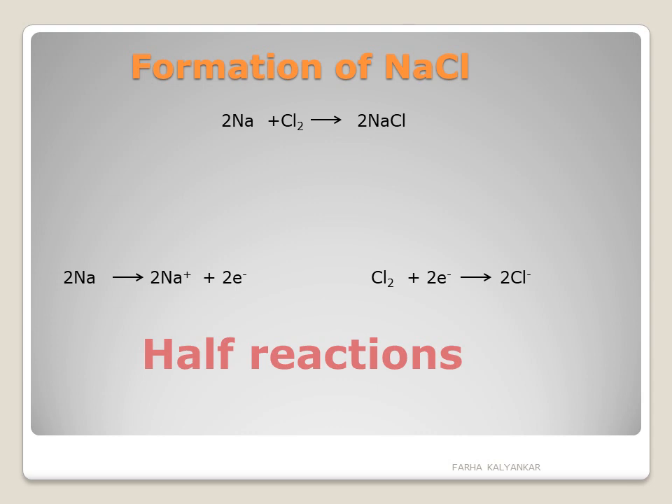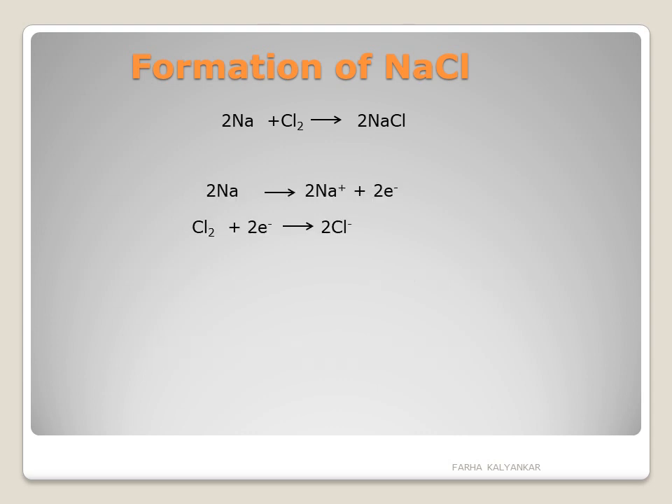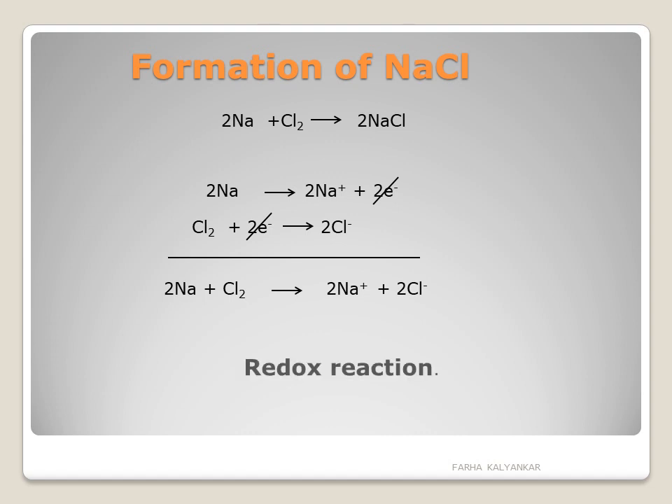Now, let's combine these 2 half reactions. On combining these 2 half reactions, we cancel out the 2 electrons from either side of this arrow and then add it up. We get the final equation to be 2 sodium atoms plus 1 chlorine molecule will give me 2 sodium cations and 2 chlorine anions. This is the ionic form of the redox reaction.